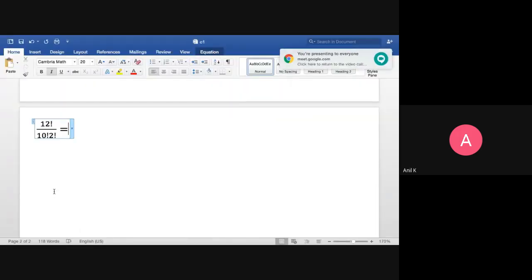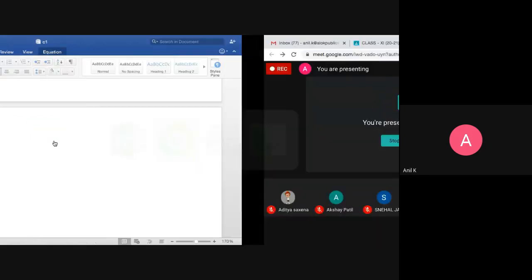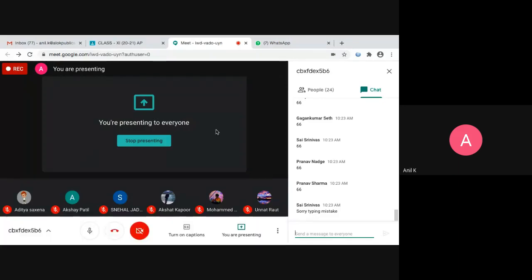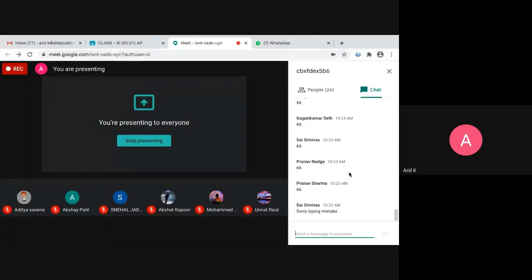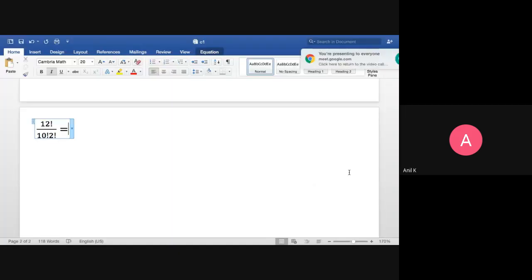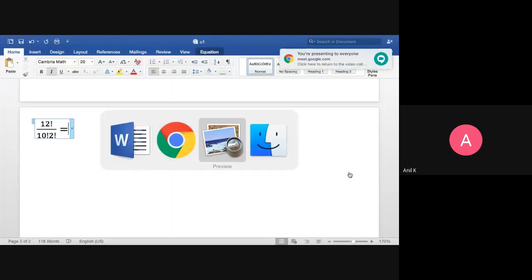Yeah, it is 66, because 12 factorial you can write as 12 into 11 into 10 factorial. So 10 factorial will get cancelled. In the numerator we are left with 12 into 11 and the denominator 2. 2 will get cancelled in 12, 6 times. So 6 into 11 is 66. Okay. That's fine, no problem. Yeah, it is 66. Those who have doubt, you can work on it using pen and paper.